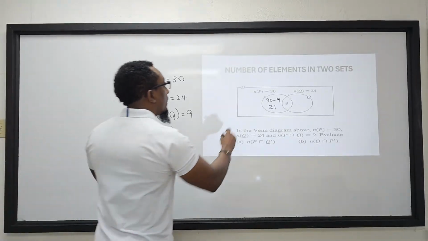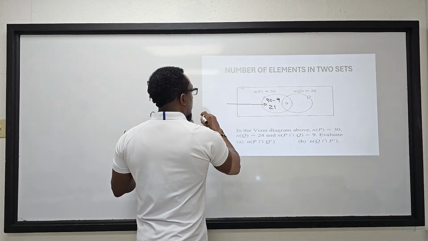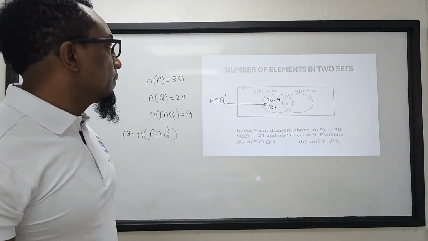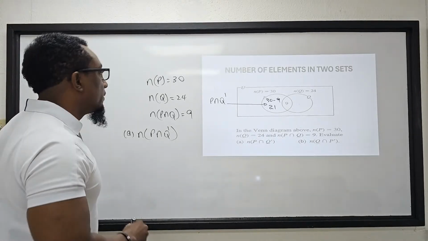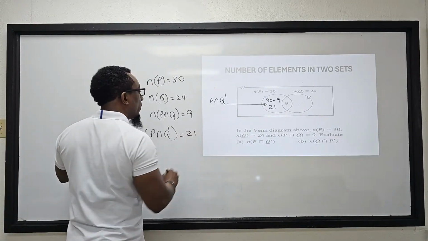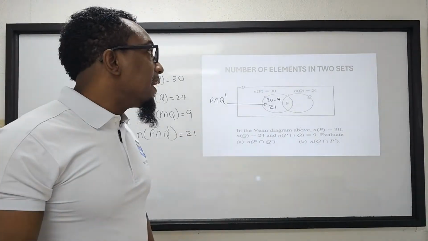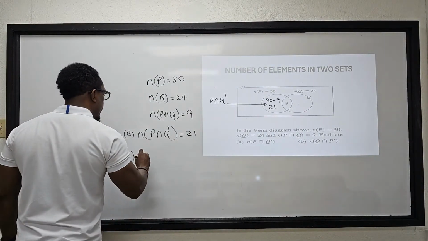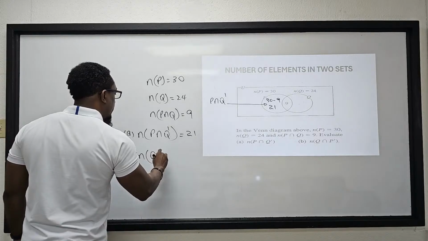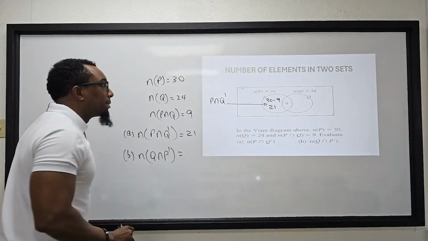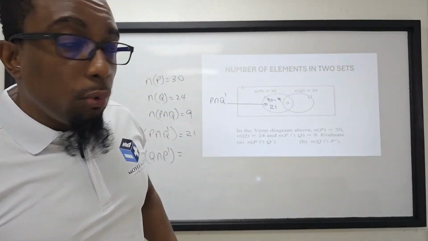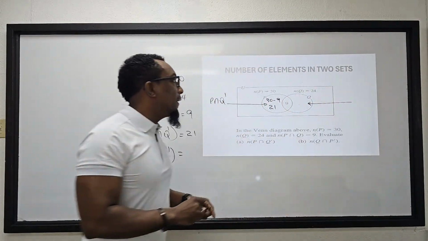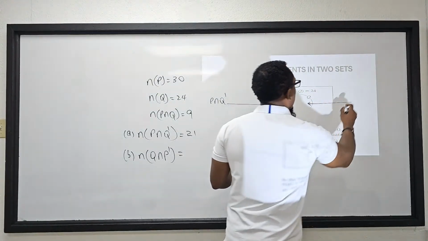So this region here is P intersect Q complement. And we want the number of elements in that region, so we found that to be what? 21. And we have part B, the number of elements in Q intersect P complement. That is Q only, which is this region here. That's Q intersect P complement.